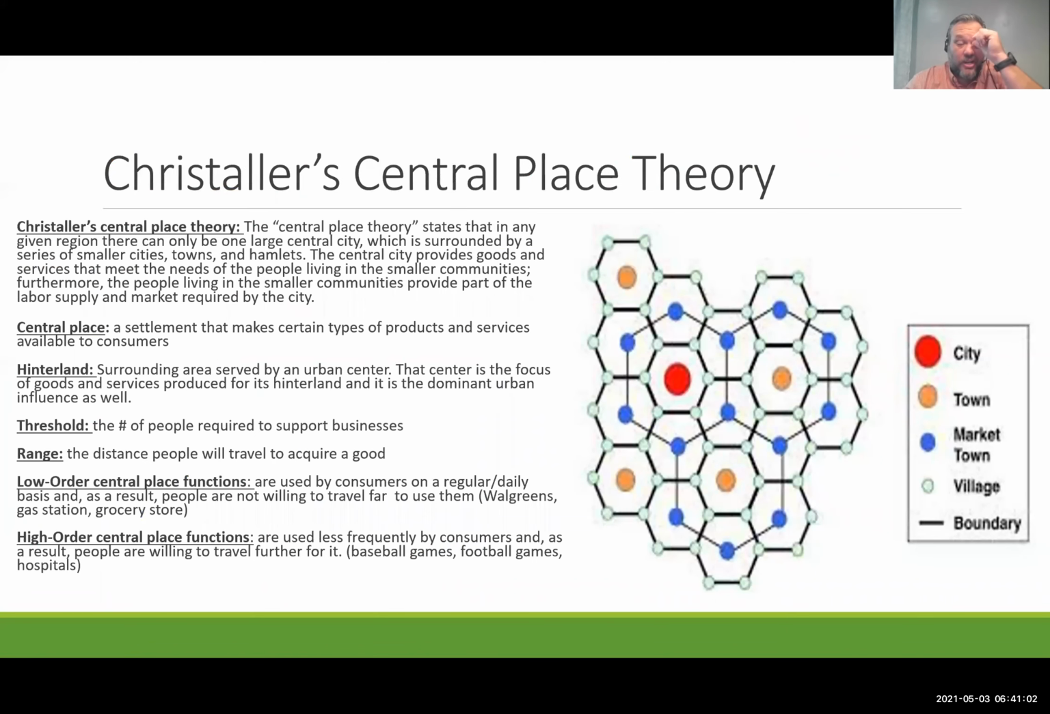All right, now this is the big one. This is where you have to definitely get some definitions down. Christaller's central place theory is looking at, think of this like a business model.